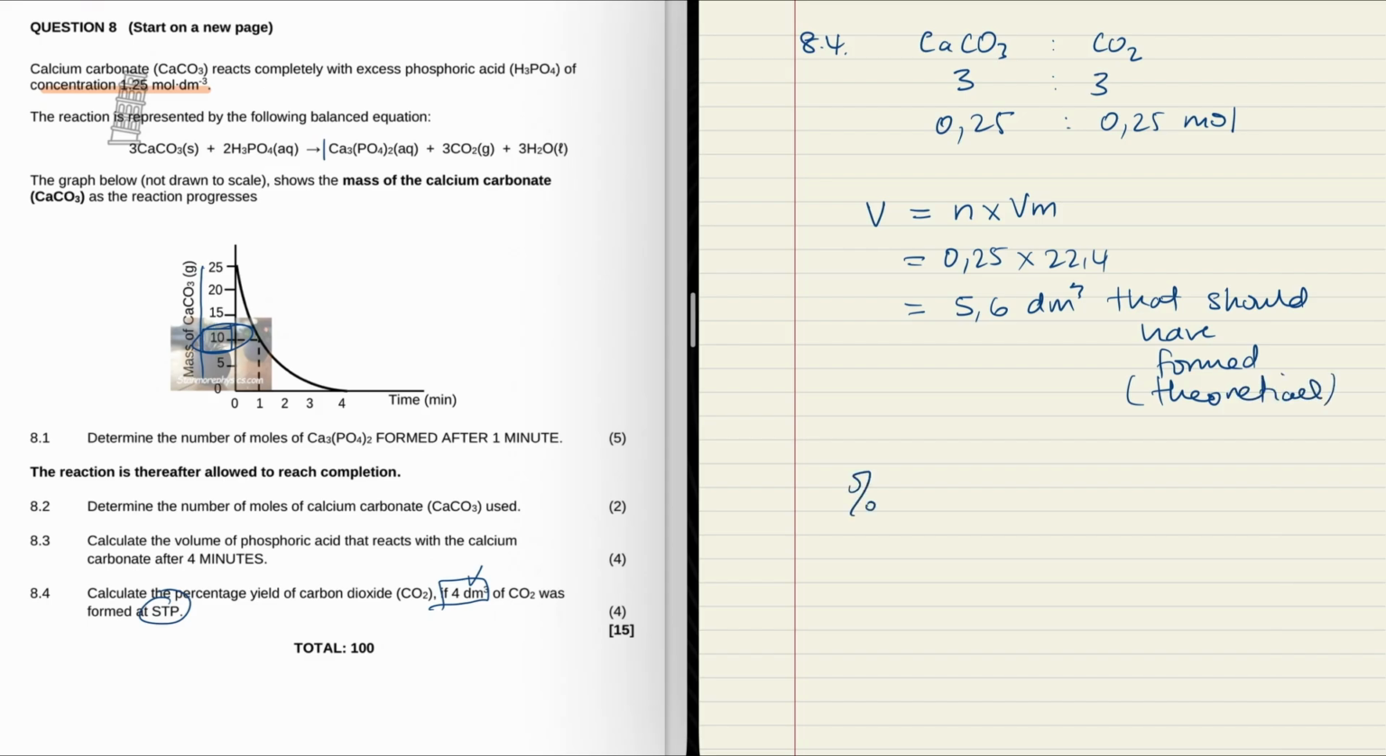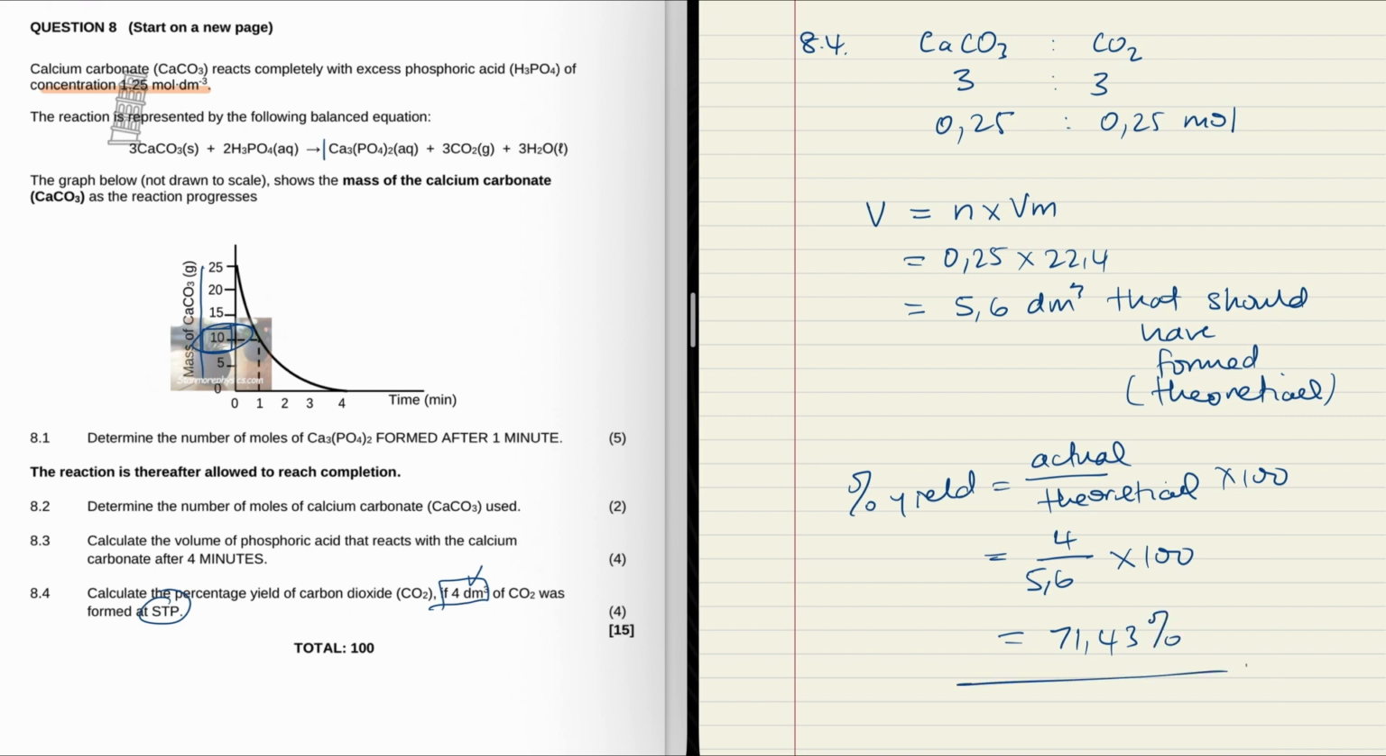So to calculate the percentage yield, you take the actual amount that you got divided by the theoretical and you multiply by 100. So they actually got 4. They were supposed to get 5.6 multiplied by 100, and that's equal to 71.43%. That's the whole paper, guys.